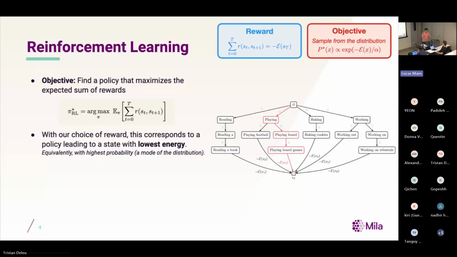And if we go back to the objective that we had earlier, it doesn't mean that we are going to find a policy to sample from this distribution, but it's going to find a policy that finds the mode of the distribution, just the one state that is going to have the highest probability. So this is not quite what we want. Just RL by itself is not quite what we want. We don't want just the single terminating state with the highest probability. We want to be able to sample potentially suboptimal terminating states as well.